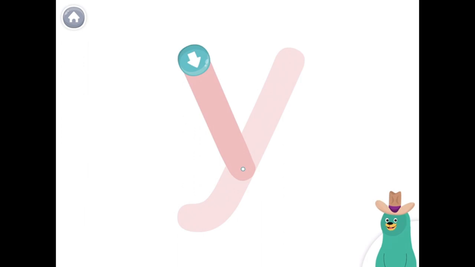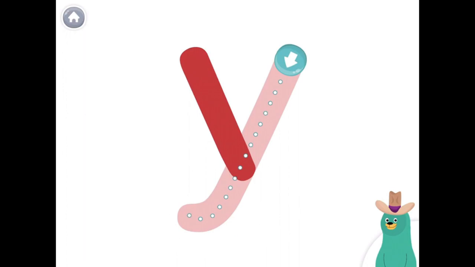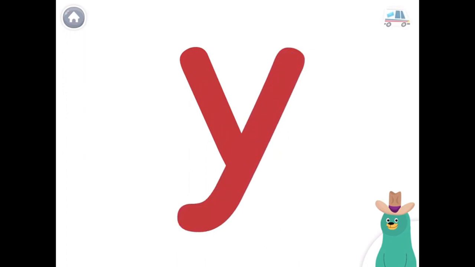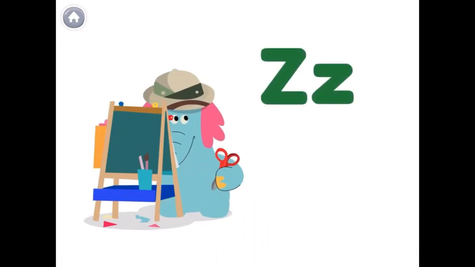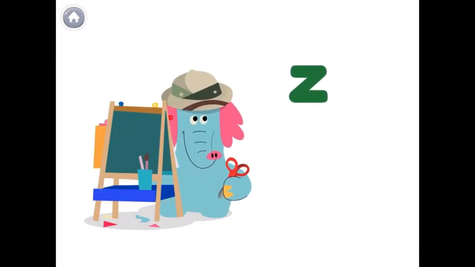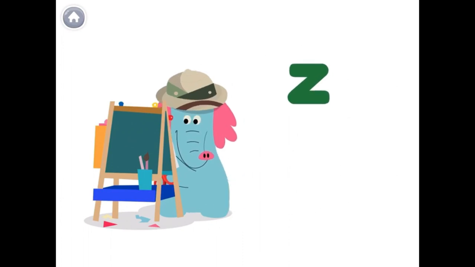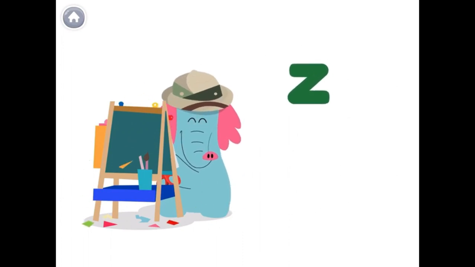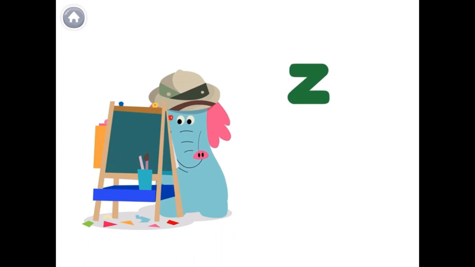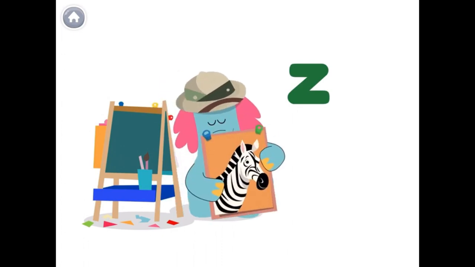Trace the lowercase letter Y. Great! You traced the letter Y. This is the letter Z. And this is the lowercase Z. Z makes the Z sound. Like in the word zebra. Z as in zebra.